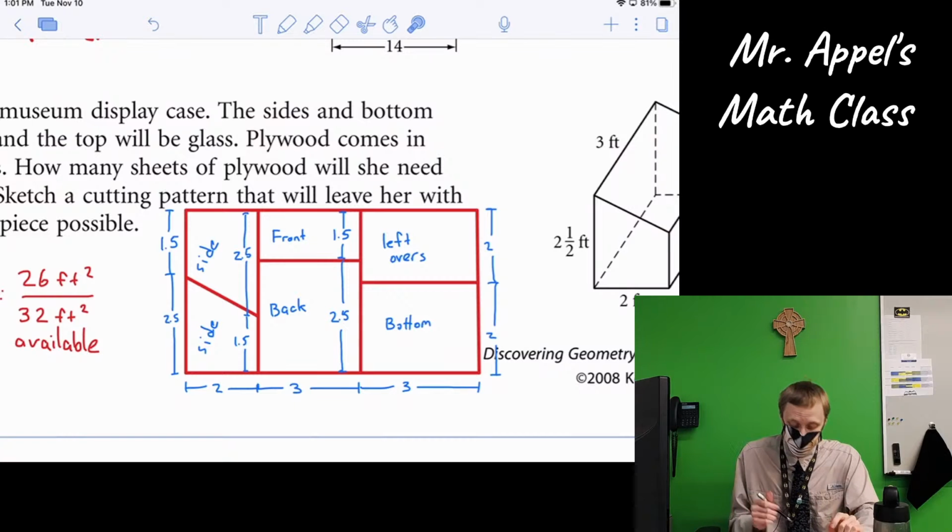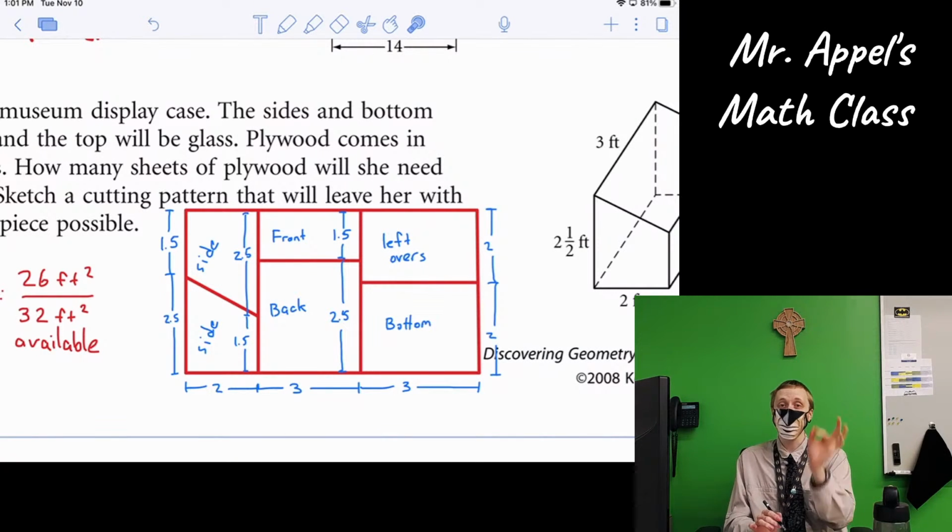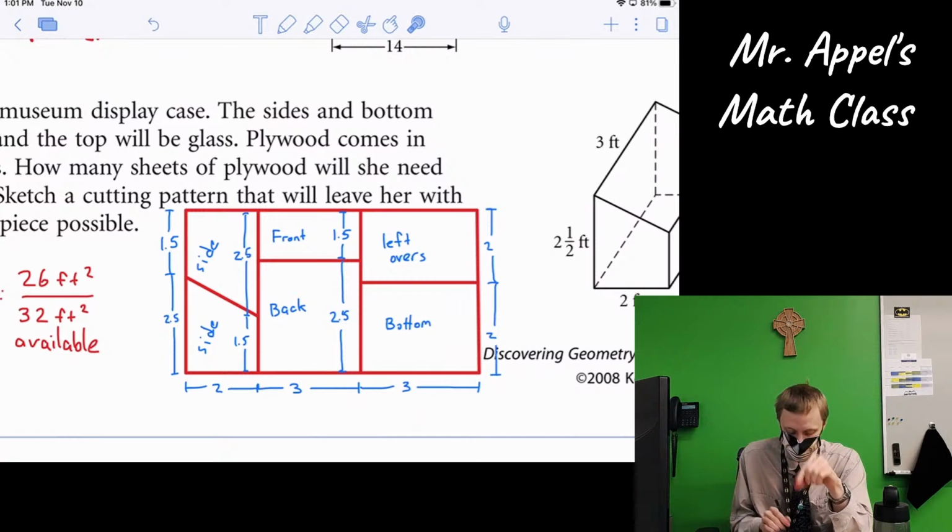Yes, I know, 3 plus 3 plus 2 equals 8. However, what you're forgetting is the thickness of the lines. Your saw, when you go to cut, this is how wood saws work. They literally churn it into sawdust. Your saw blade is that thick. So you're going to lose that 1/8 of an inch on every cut.